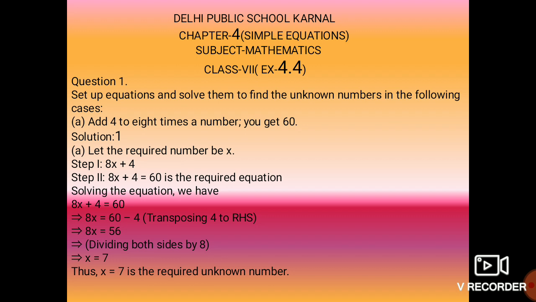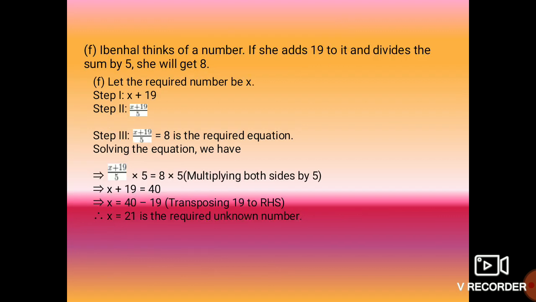Now let us discuss part F. Ibnal thinks of a number. If she adds 19 to it and divides the sum by 5, she will get 8. Let the required number be x. If she adds 19 to it, it will be x plus 19. Dividing the sum by 5, it will be x plus 19 upon 5. She gets 8.